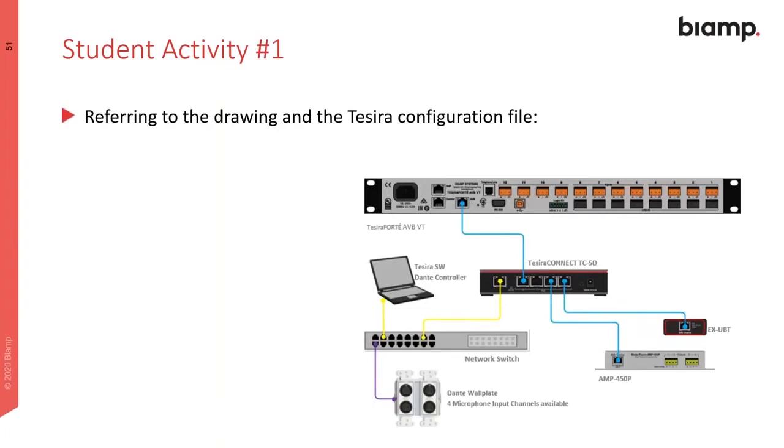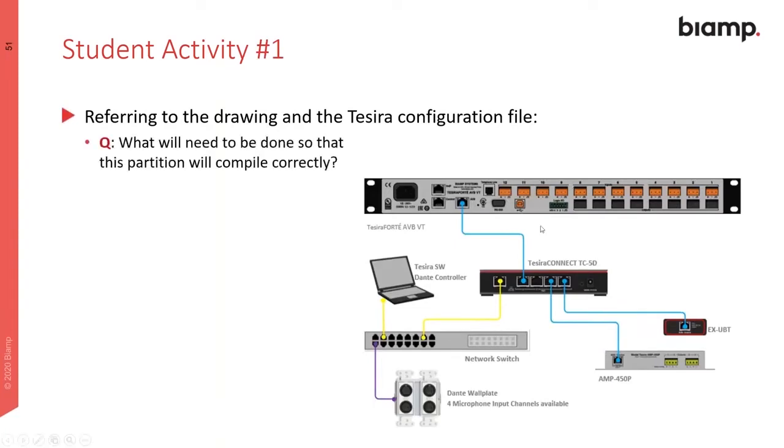So once you open the first file, it is the configuration of this layout. You have an AVB VT, you have the control port converged with the system. So you have an EXUBT and AMP 450. And what you need to do basically, is just simply hit compile.